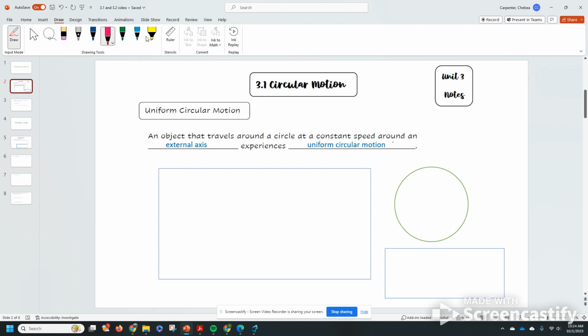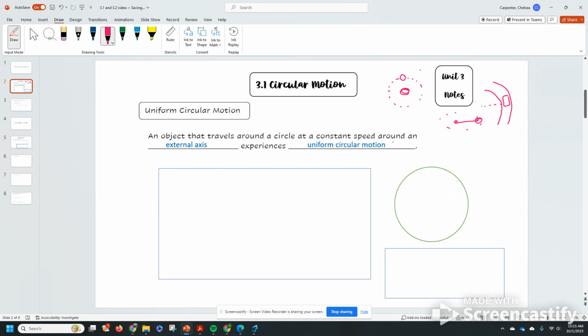So we could have a moon that's orbiting in a circle around a planet. The planet would be that external axis. We'll talk a lot about a ball on a string that's traveling in a circle, where this is that external axis. Maybe a car that's driving around a bend. There's some center of that circle that we're driving around, so that would be that external axis.